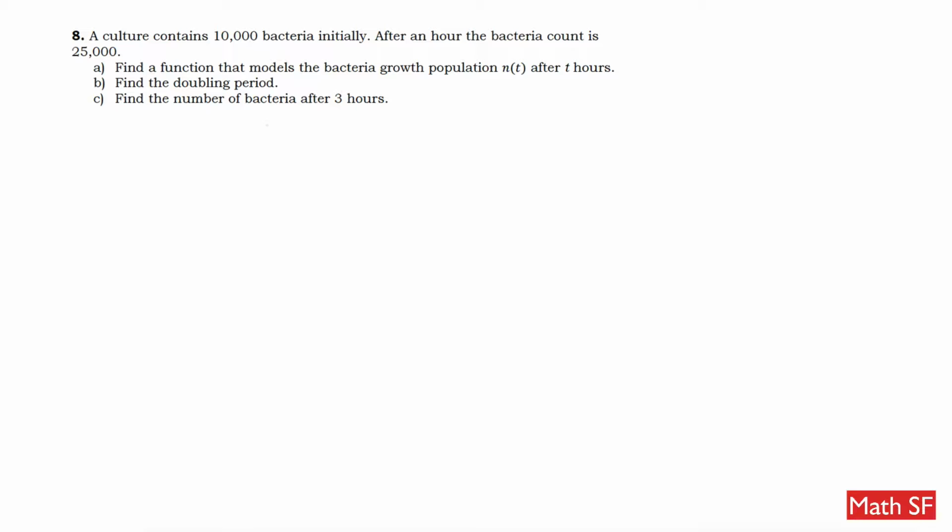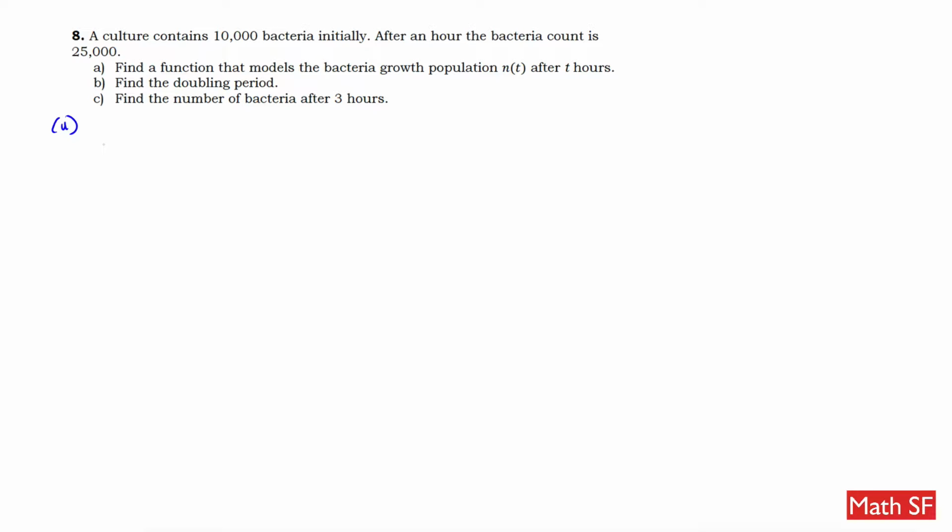Problem 8, it says a culture contains 10,000 bacteria initially. So initially that's how they start, and after an hour the bacteria is 25,000. Find a function that models the bacteria growth population N(t) after t hours. Find the doubling period. Find the number of bacteria after 3 hours. Well, first of all, we need to find a function that models the bacteria. So let's do part A.